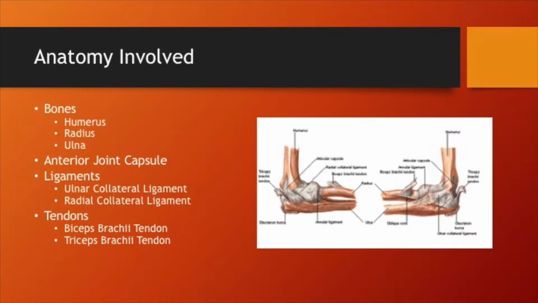Next are the ligaments, which are the ulnar collateral ligament and the radial collateral ligament. These two ligaments are the main ligaments involved. Lastly, the tendons involved are the biceps brachii tendon and the triceps brachii tendon.